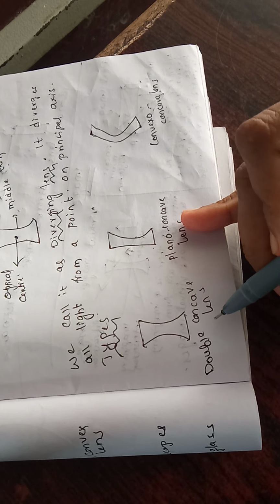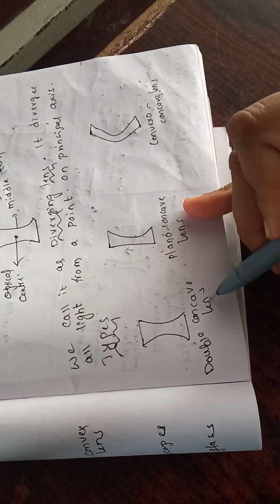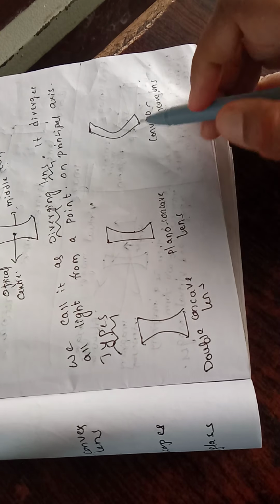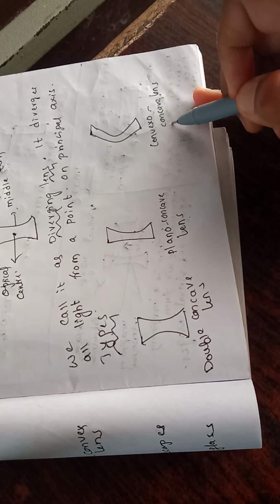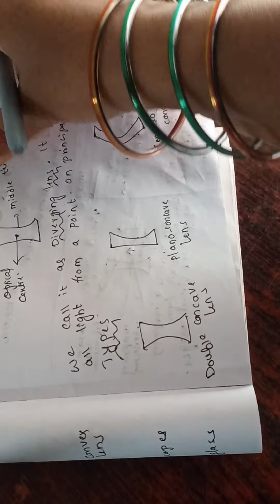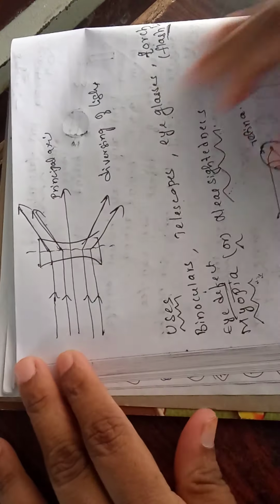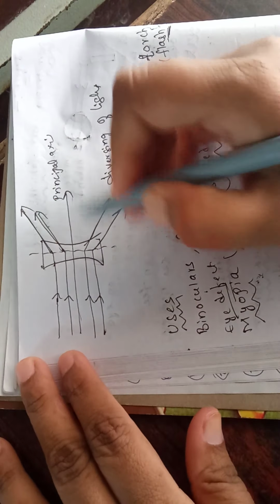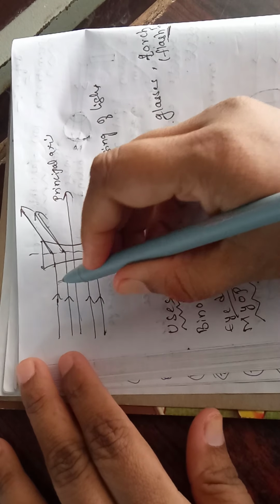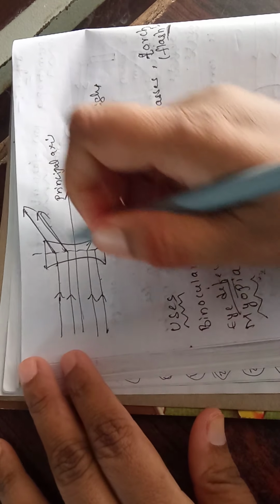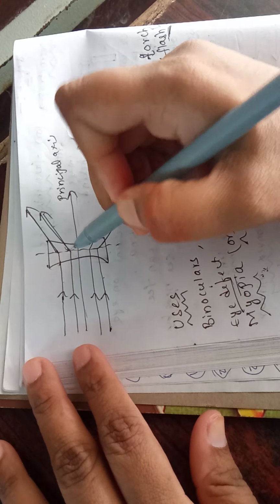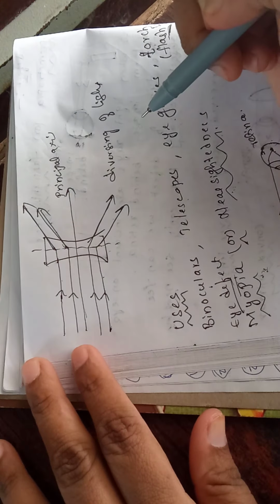Now the types of concave lens are double concave lens, plano concave lens, and convexo concave lens. Next let us see a ray diagram, how it is diverging the light. Here we drew a ray diagram. This is the principal axis, and we took a concave lens. These are the rays coming parallel to the principal axis. Now this concave lens is diverging the light in such a way.